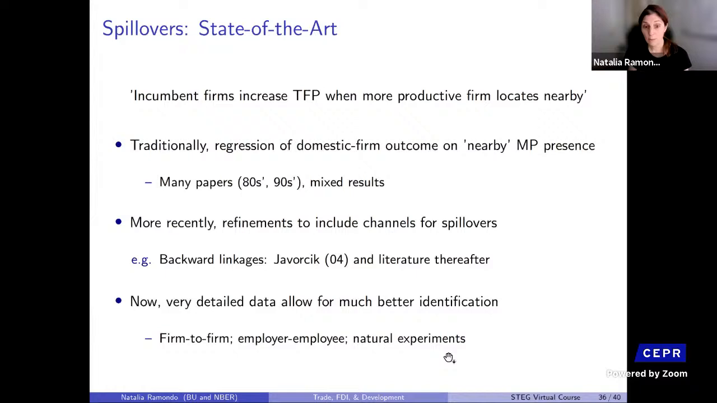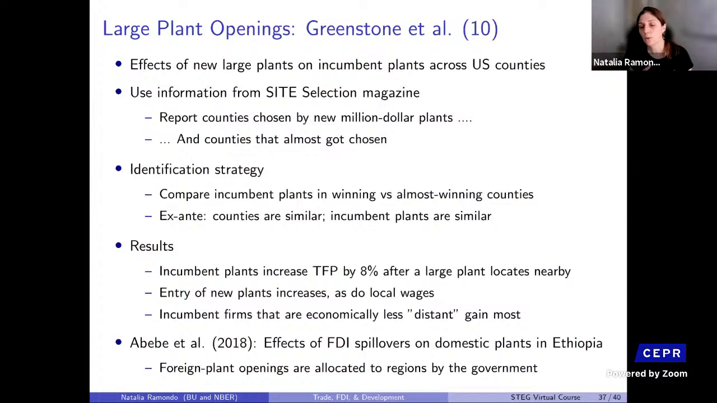So let me talk briefly about the three. I don't want you to read the whole slide. So I think the paper that is really important, and is being followed up for countries like Ethiopia with multinationals, is this large plant opening paper by Greenstone and Hornbeck. Where they use the opening of new large plants, $1 million plants, across US counties. And they use this information from Site Selection magazine, that is really good if you're interested in multinationals to look at once in a while, where they report counties that were chosen by these plants and counties that were almost chosen, but at the end they lost the bid, okay? So the identification strategy just compares the incumbent plants in these two types of counties.